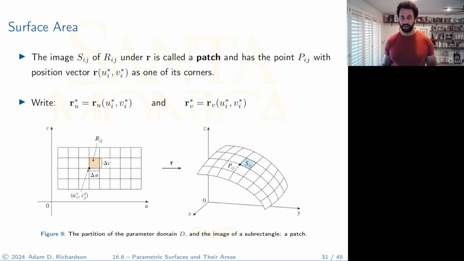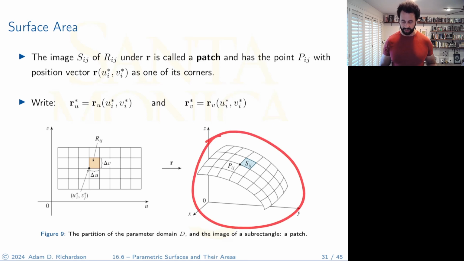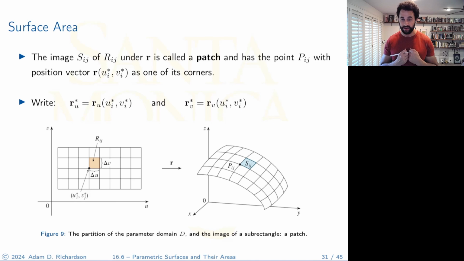Now, under the mapping r, we get what's called a patch. We take this subrectangle and map it into space using r, and what we get is a patch. Makes sense because this kind of looks like a quilt. Maybe you have a quilt on you right now as you're watching this, snuggling cozily. But this is basically a patch on this quilt. The image of this corner is going to be the corner of the patch. Maybe you could ponder why that's the case, but I won't dwell on it now.